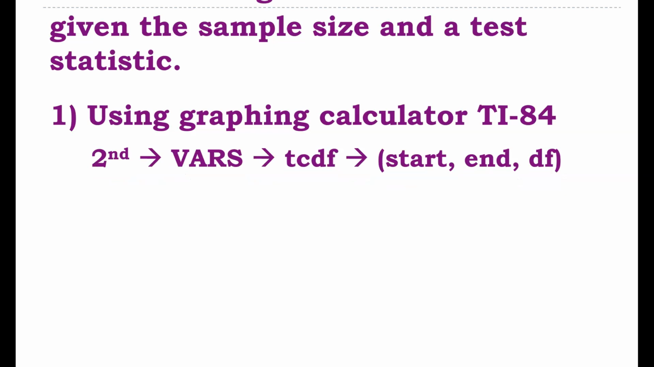In the graphing calculator, we will go to second, click vars, then find t-CDF. Then we'll need to enter three things: the starting point, the ending t-value, and degrees of freedom. Either the starting point or the ending point can be negative or positive infinity.